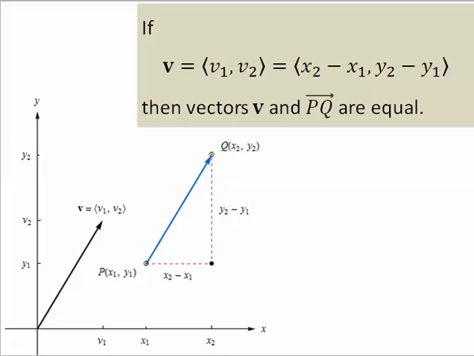If the horizontal component of v, v1, is equal to x2 minus x1, and if the vertical component of v, that is v2, is equal to y2 minus y1, then the vectors v and PQ are equal.